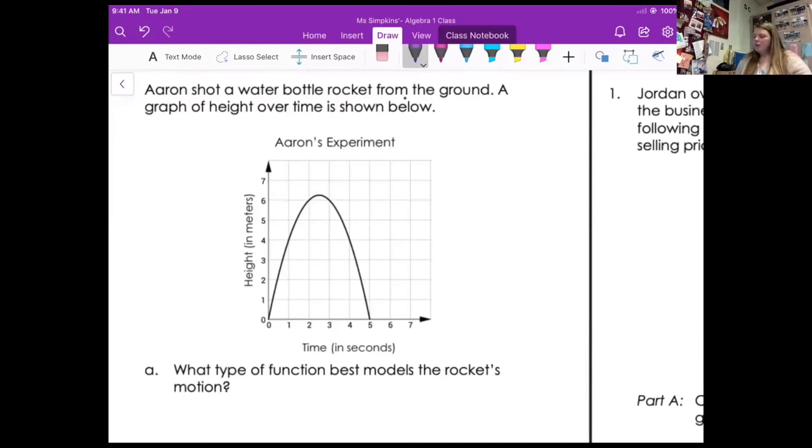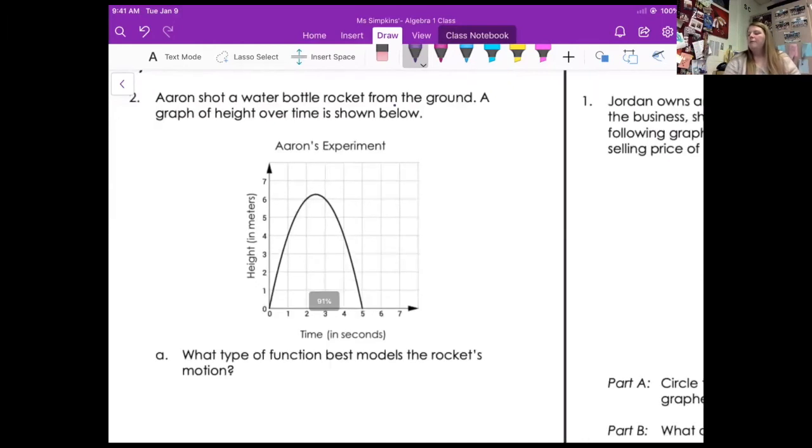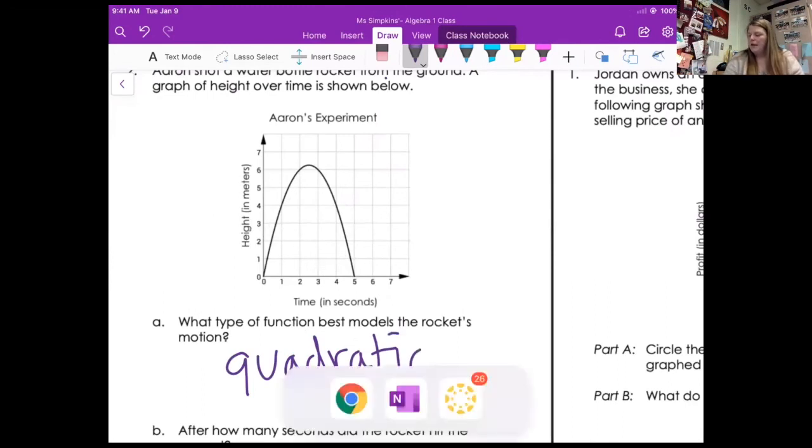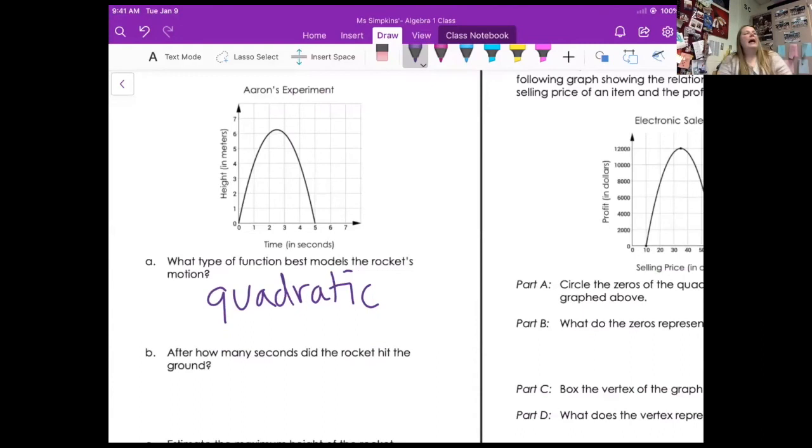Okay. So if we look at this graph, Aaron shot a water bottle rocket from the ground. A graph of height over time is shown below. So what type of function is this? Now we have two options, linear or quadratic. This would be a quadratic. Agreed. Quadratic.